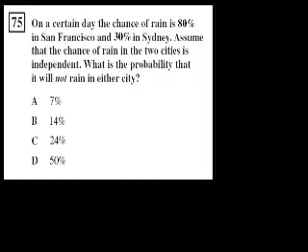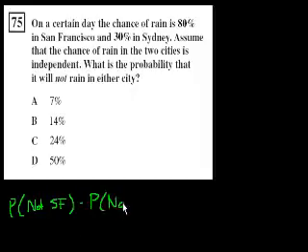Okay, so it's going to be the probability of no rain in San Francisco times the probability of no rain in Sydney, because we have to have both of these things happening, and they're independent, so the probabilities will be multiplying. What's the probability of not having rain in San Francisco? They gave us the chance of having rain as 80%, so the probability of not having rain is 20%, or 1/5.